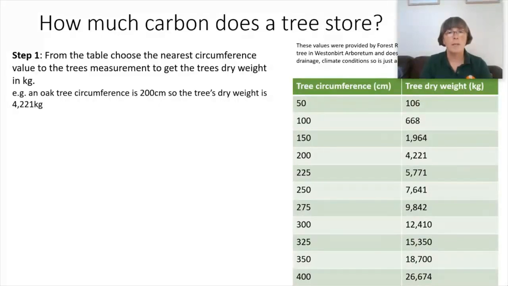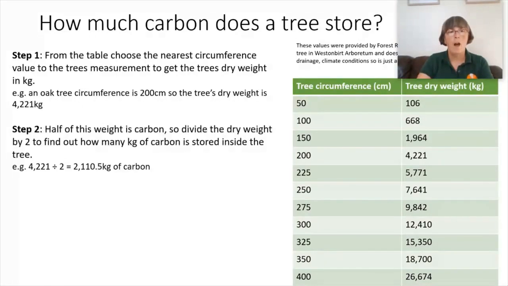So the dry weight of an oak tree with a circumference of 200 centimetres would be approximately 4,221 kilograms. Of that amount, about half is carbon. So if we divide that, 4,221 by 2, we find out how much carbon is inside that oak tree. There would be 2,110 kilograms of carbon.